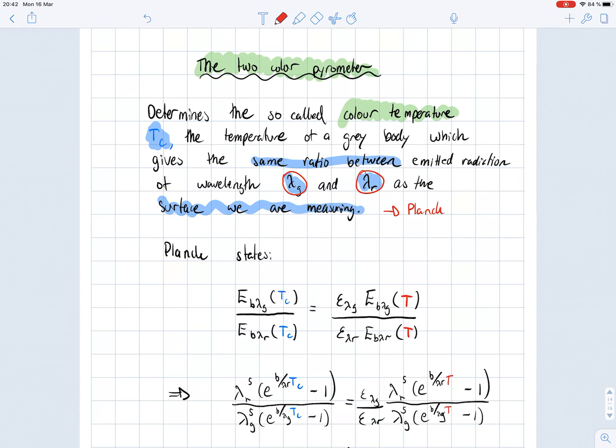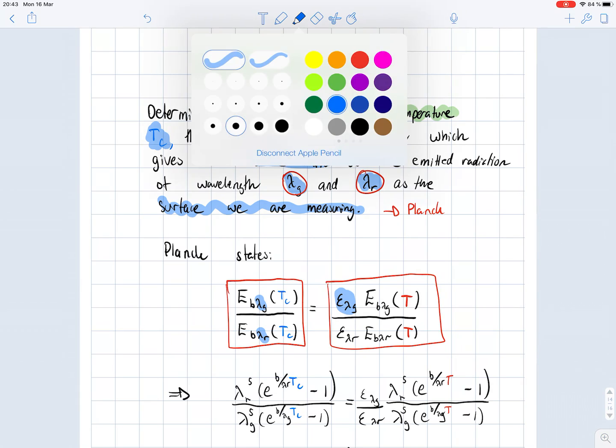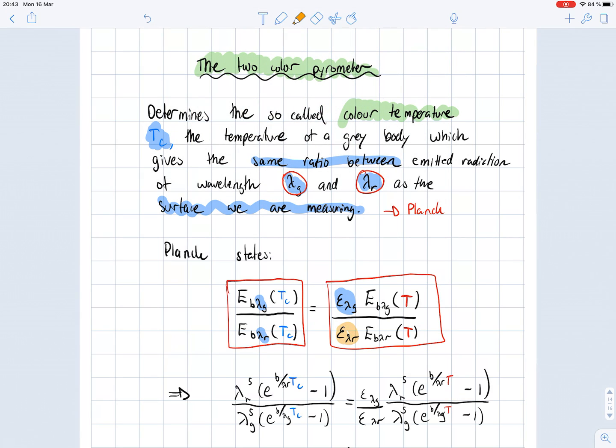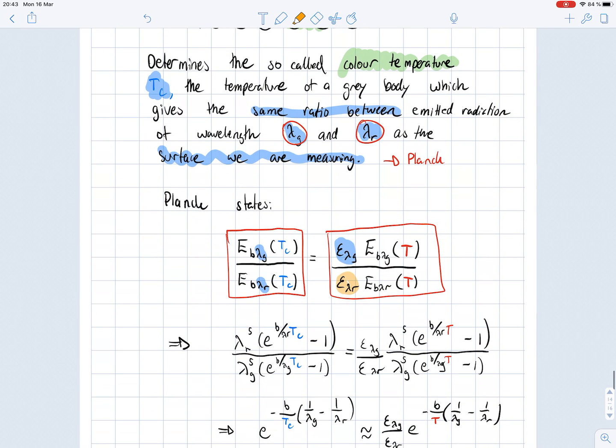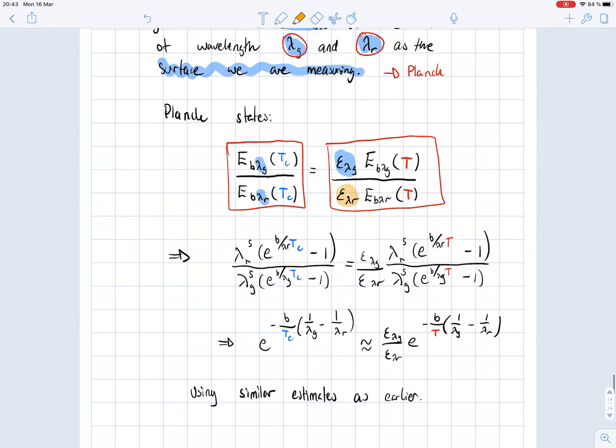So we are looking at the ratio between the spectral density at the lambda G and lambda R for a gray body, compared to the emitted energy of the true body that will then be weighted with a spectral emissivity for lambda G and a spectral emissivity for lambda R. So we plug in Planck's law directly, and we get this relation with the exponential functions, etc.